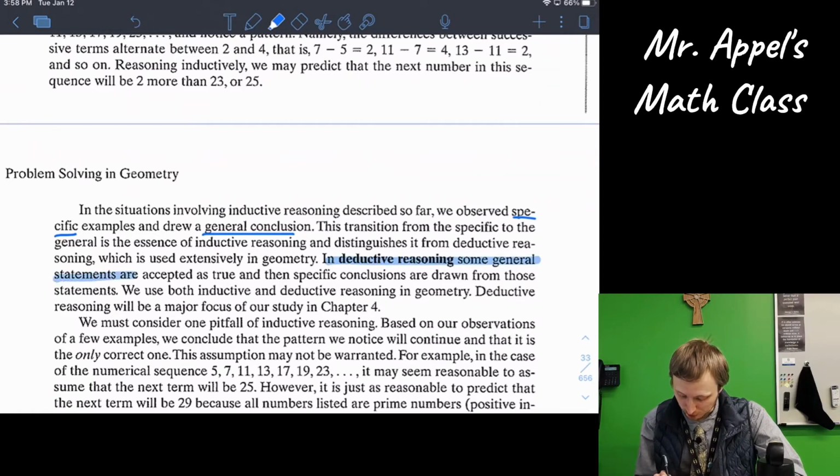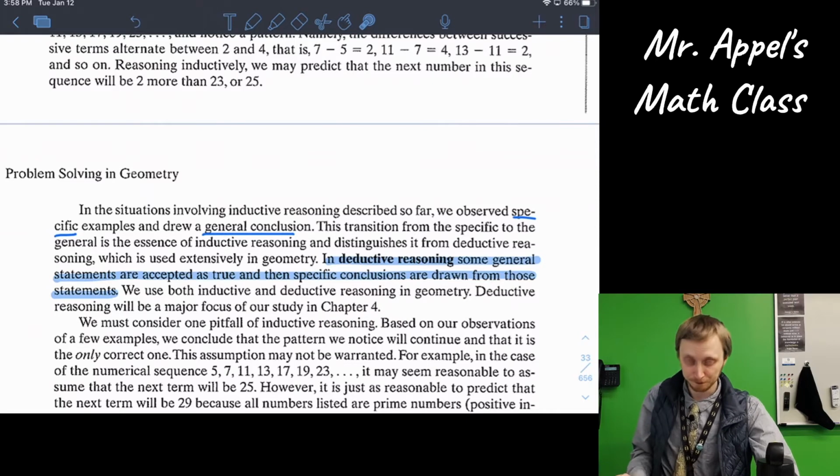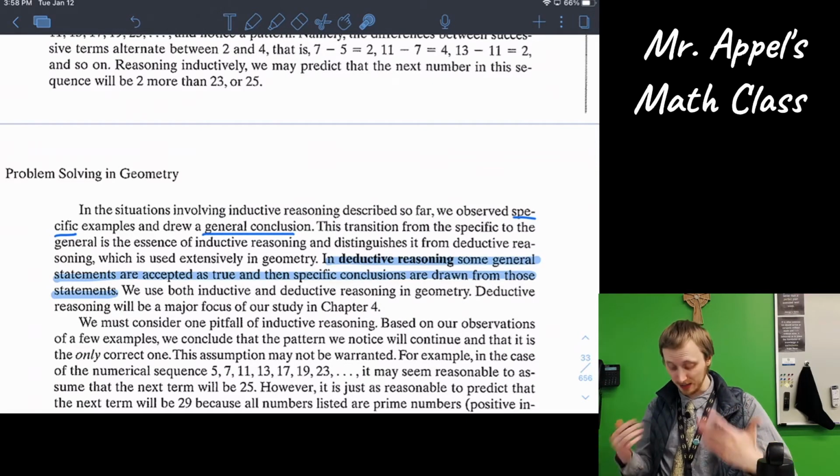Highlight that bolded vocabulary term. Deductive reasoning goes from general down to the specific. We will use both inductive and deductive reasoning in geometry. Deductive reasoning will be a major focus of our study in Chapter 4, so something to remember for later. But something that will definitely be applied even before then.